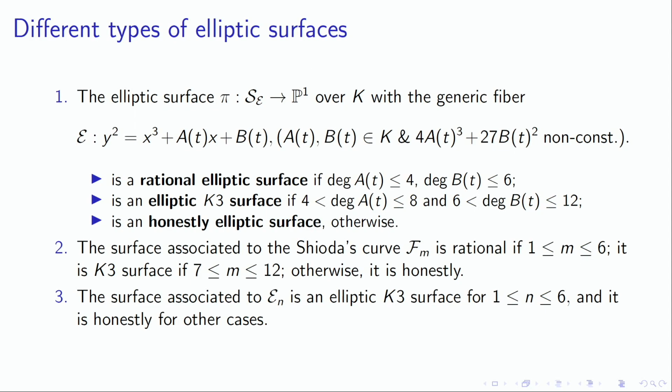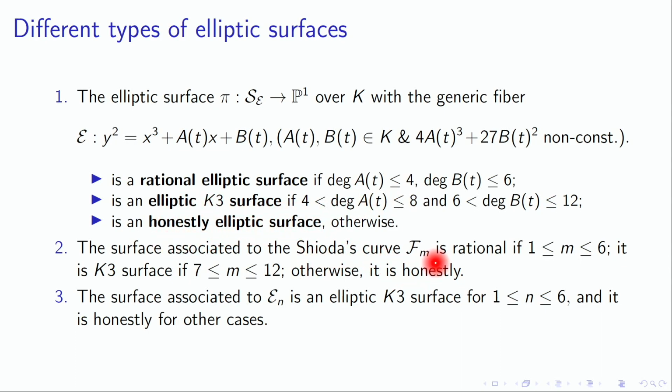Using the equation defining the generic fiber, one can classify all of the elliptic surfaces into three kinds. If we have these equations, and using the degrees of A(t) and B(t), one can say that it is rational if A(t) has degree less than or equal to 4, and B(t) has degree less than or equal to 6. It is called a K3 surface if we have these inequalities. Otherwise, it is called an honestly elliptic surface.